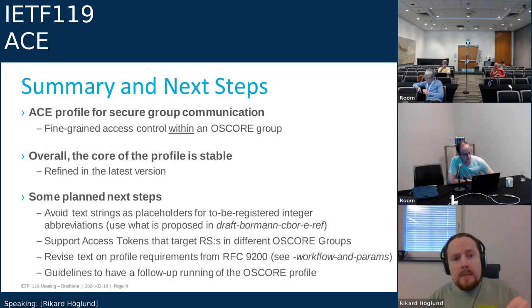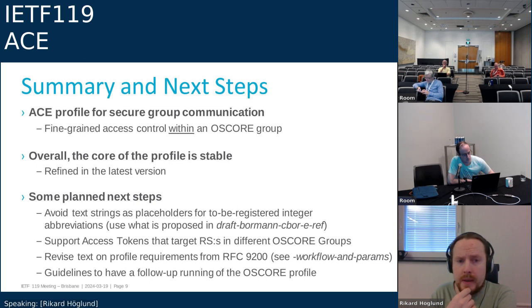So summary and next steps. To summarize, this is an ACE profile for secure group communication, enabling fine-grained access control within a group for communication with the Group OSCORE protocol. And overall, the core of the profile is stable. We did some refinements in the last version, but no actual fundamental changes to the functionality.